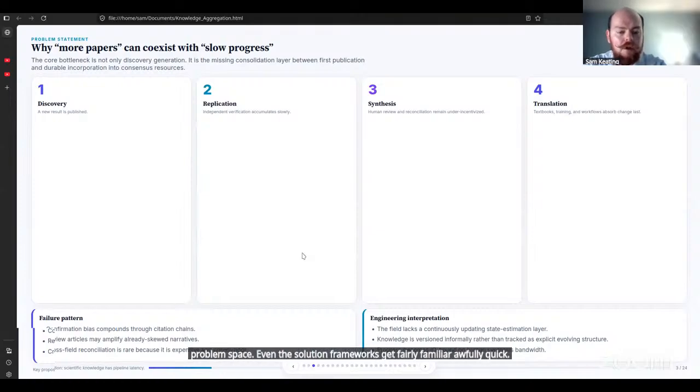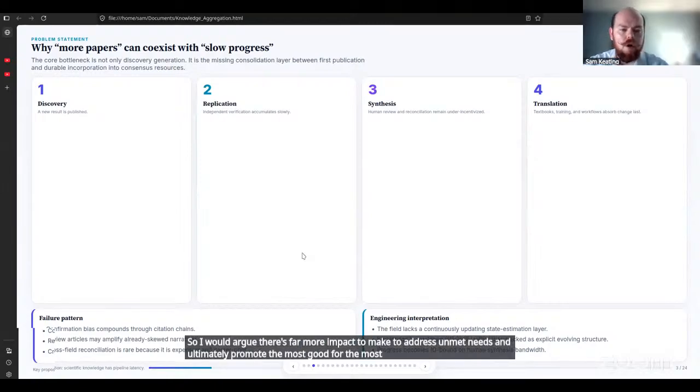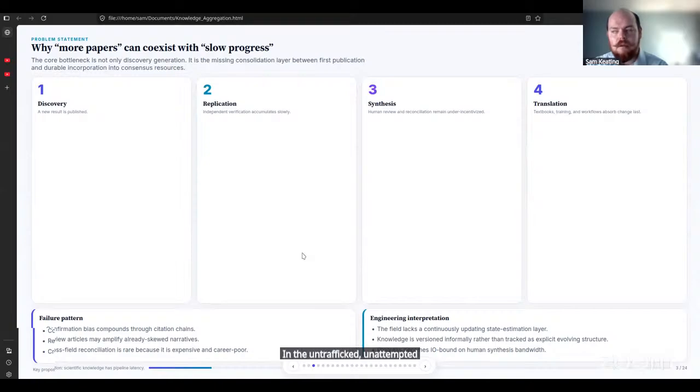So I would argue there's far more impact to make to address unmet needs and ultimately promote the most good for the most people, to make progress and catalyze change in the untrafficked, unattempted problem spaces. So when you're scaling something up or automating a process with computational power, I would argue that there's a lot more impact behind trying something that's never been thought to be possible before.